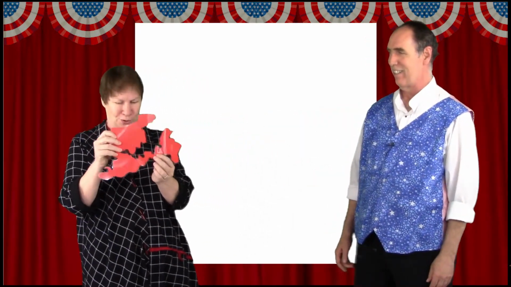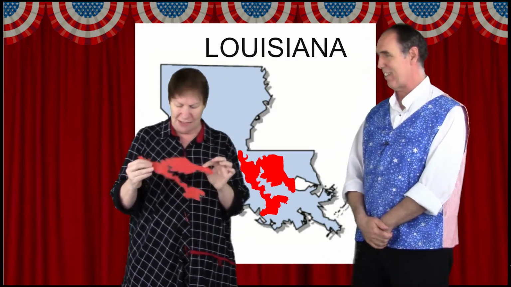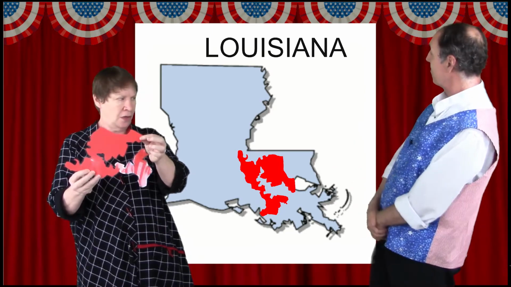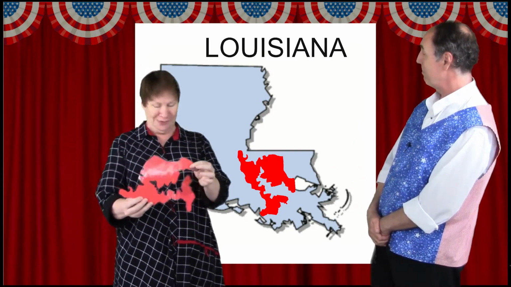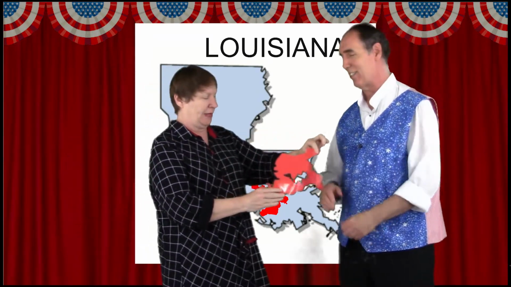Okay, this looks like a dinosaur mouth. Chomp, chomp, chomp. It actually is the 6th district in Louisiana. Where in Louisiana is the 6th district? Well, take a look. Oh, it's over there. Bayou. Yes, it is.